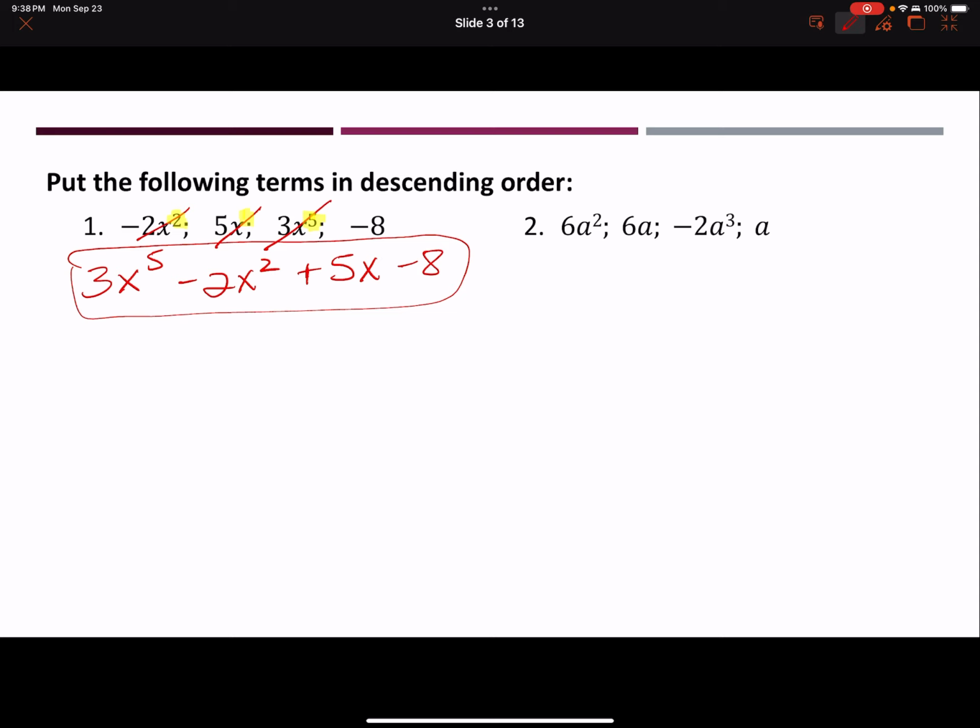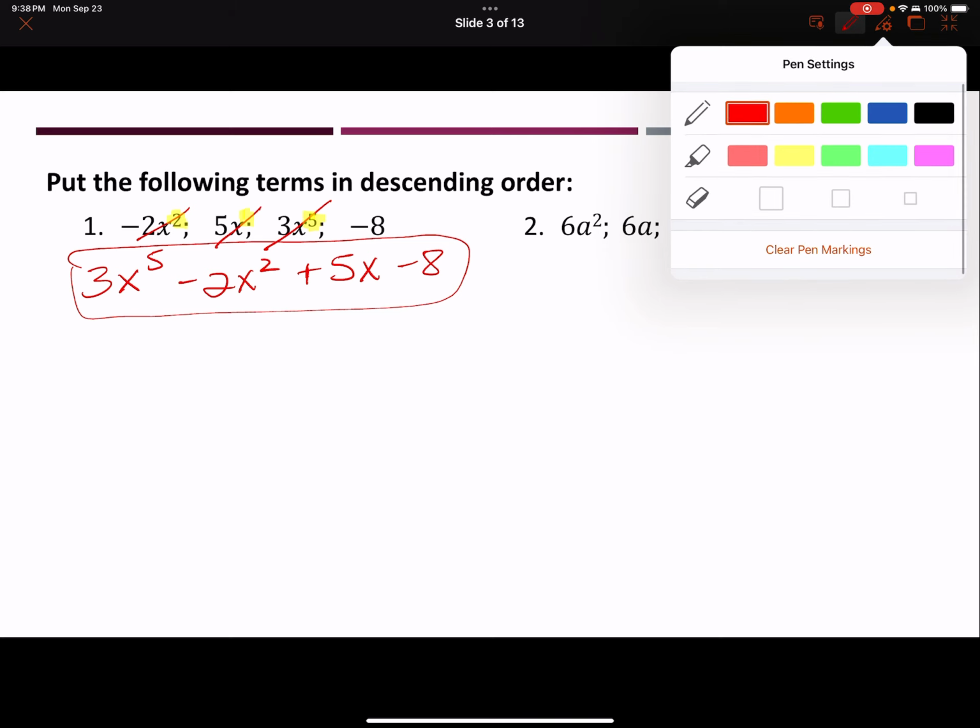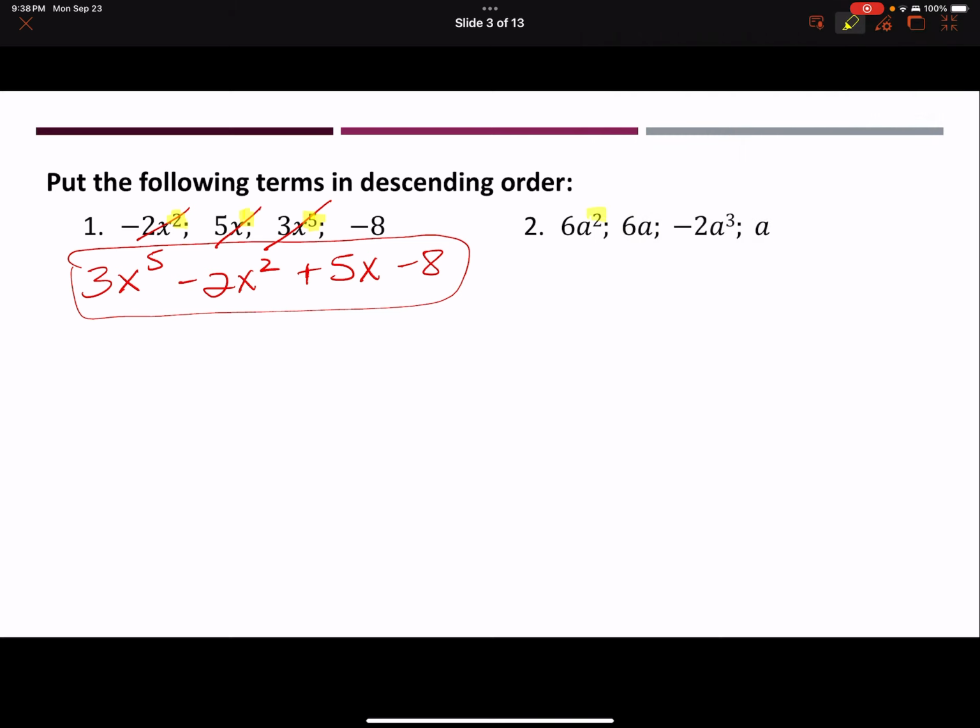All right, number 2, again, look at those exponents. A squared, a to the first, a cubed, another a to the first. So we'll talk about that in just a second, but the biggest exponent is this a to the third. So negative 2a to the third doesn't matter the coefficients, the number out in front, the negative 2 or the 6. Only matters the exponent.